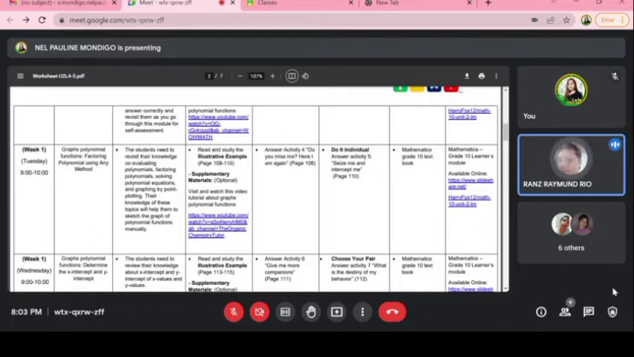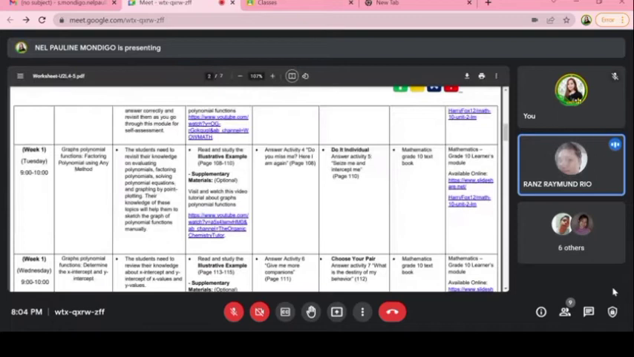Page 110. For ICT integration, the hardware is the Mathematics Grade 10 textbook. And for the software, which you can find online, the Mathematics Grade 10 learning module, we will give a link for it.